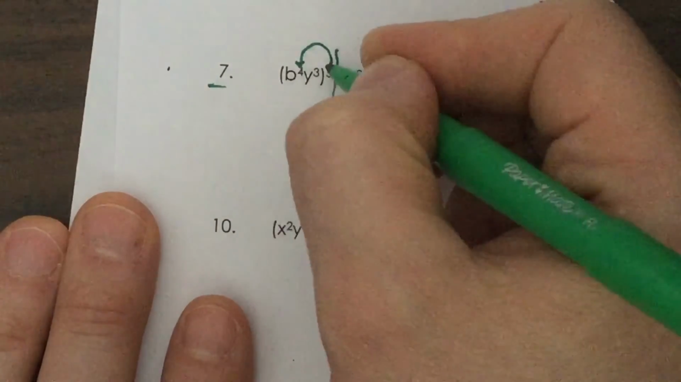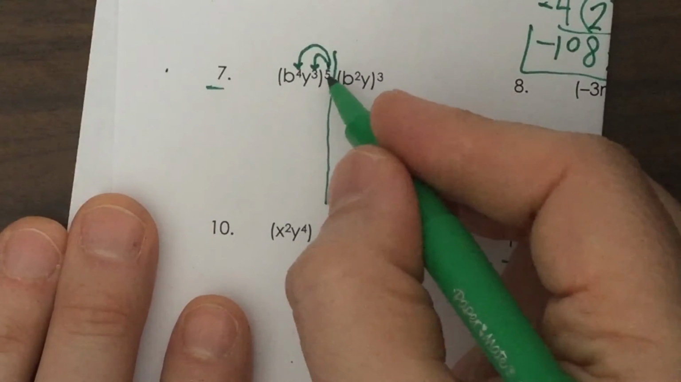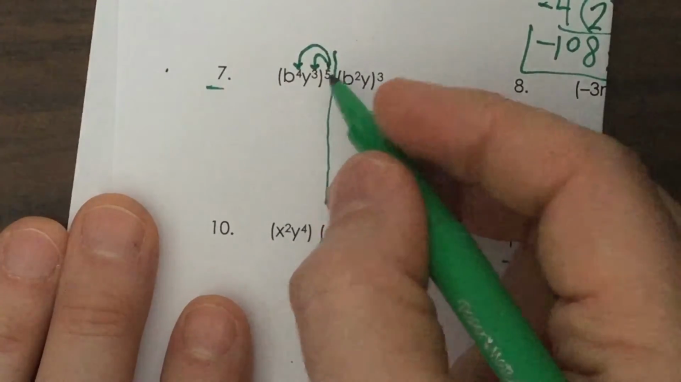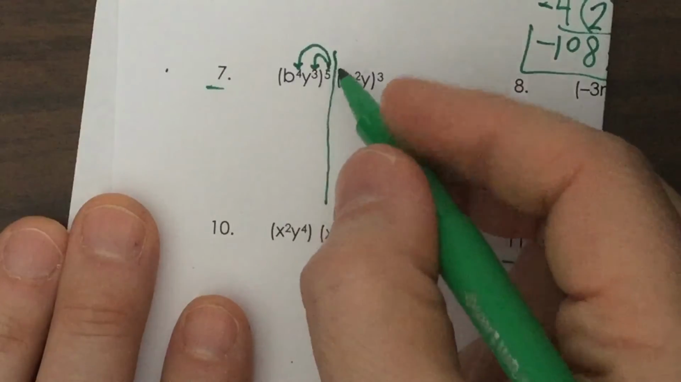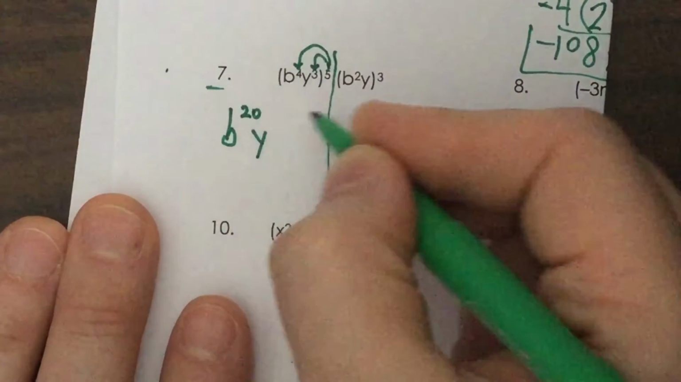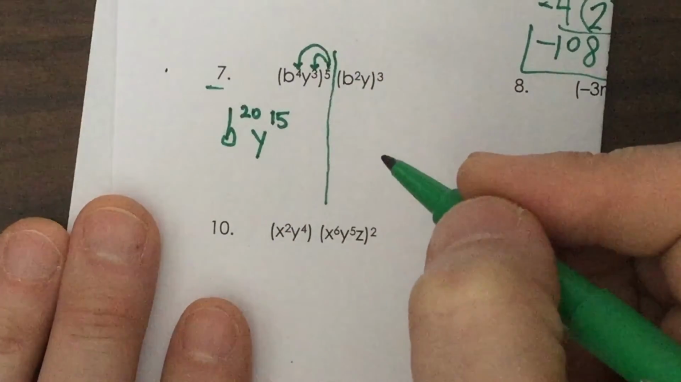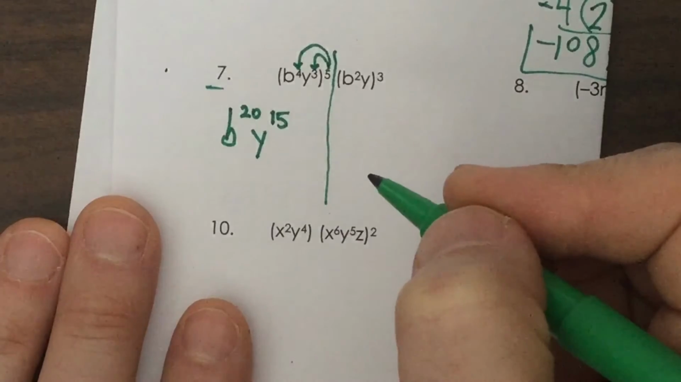We learned that we multiply those exponents when one of those is outside on the parentheses. So that's going to be 4 times 5 is 20. We have b to the 20, and then y to the 15, because 3 times 5 is 15. So that's my left side all taken care of.